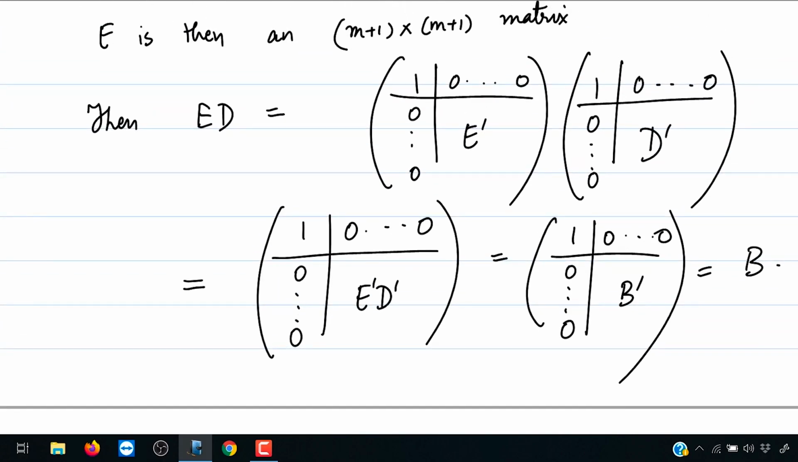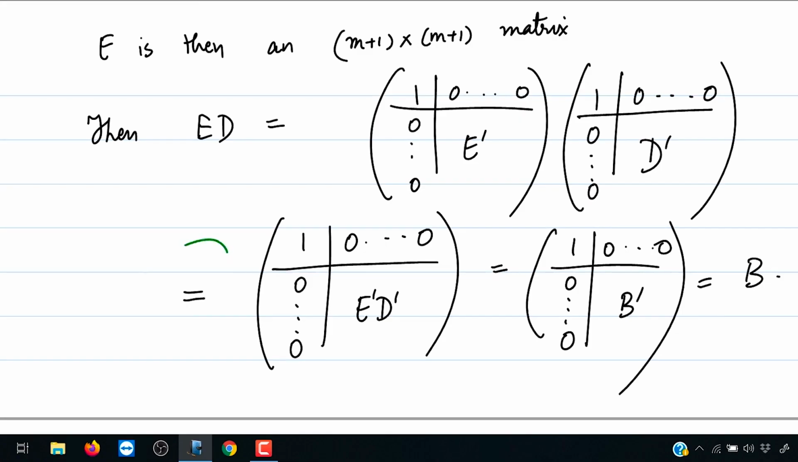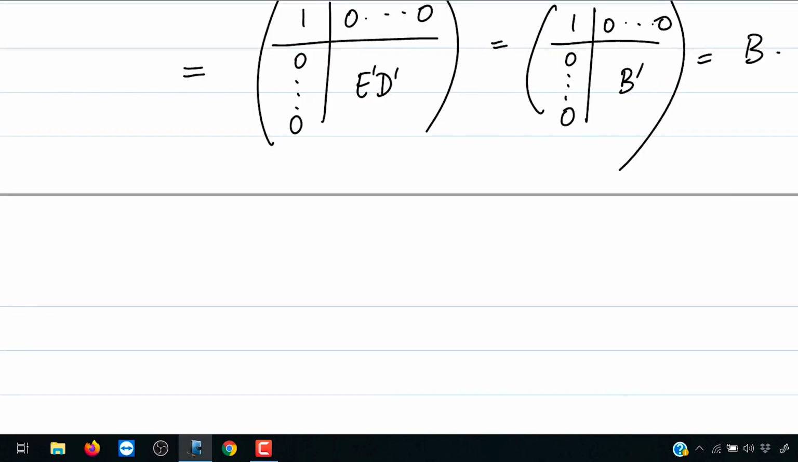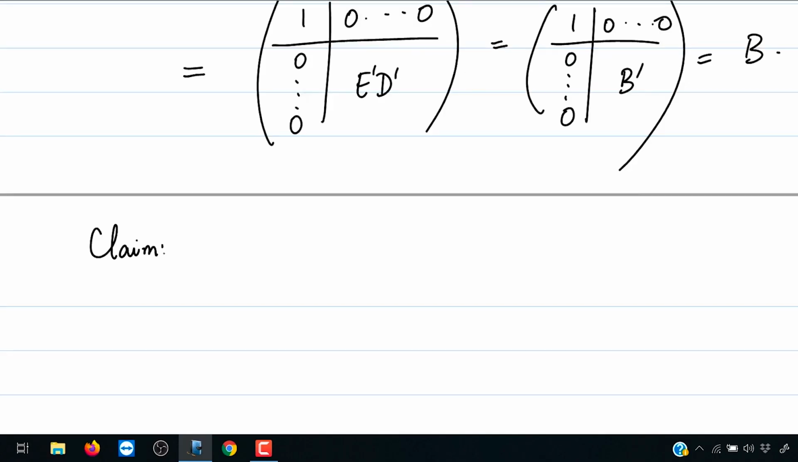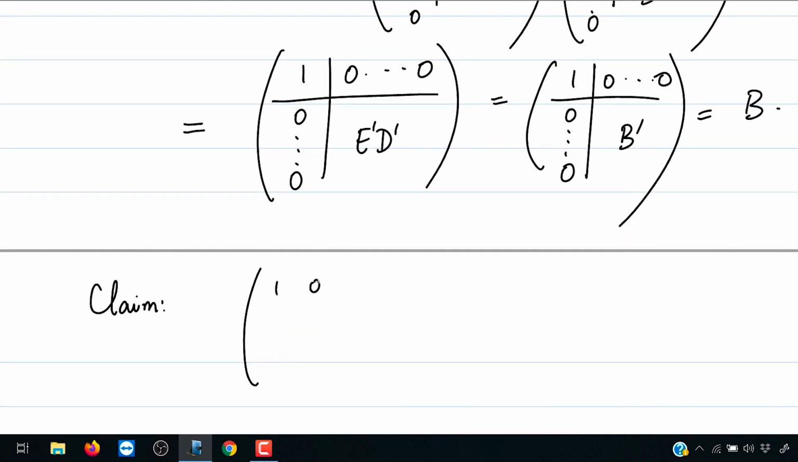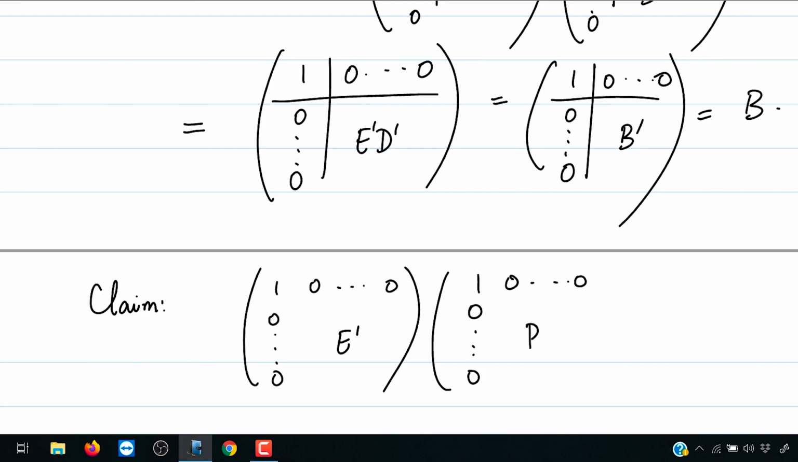Okay, so there is one step which I am now circling in green, wherein I have asked you to check the relevant details. I will just give an indicator of what the check that is needed will look like. This matrix: 1 and zeros here, and then E prime times 1 and zeros here, and then the B prime.